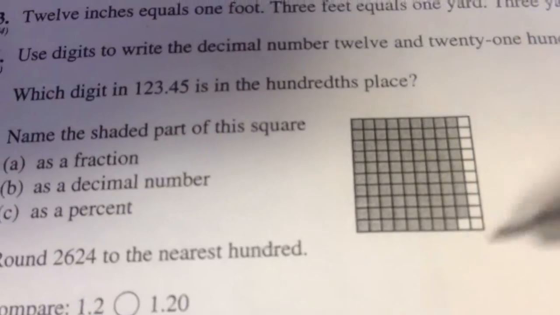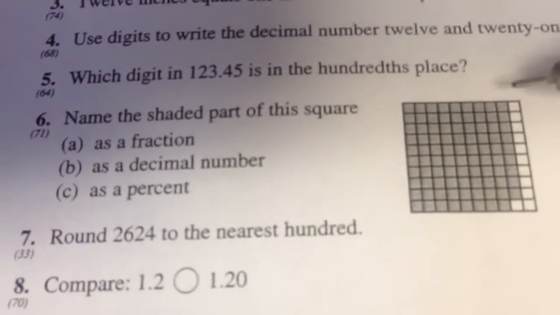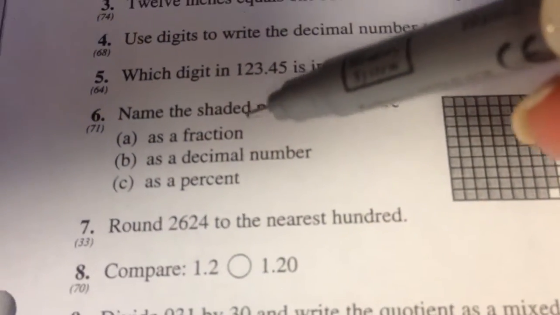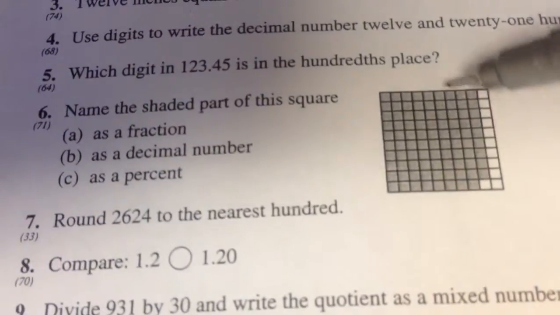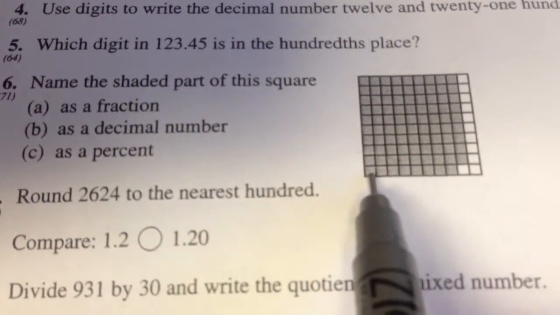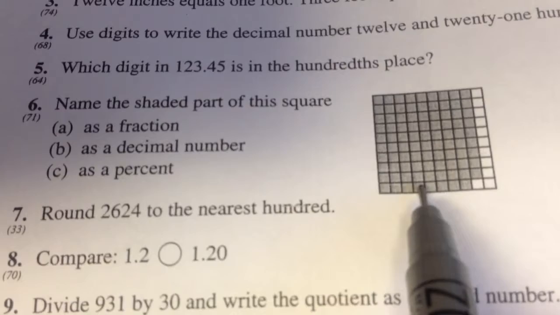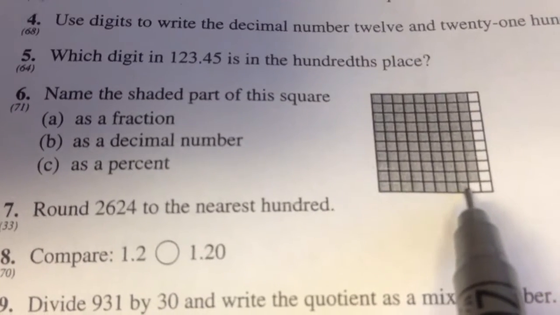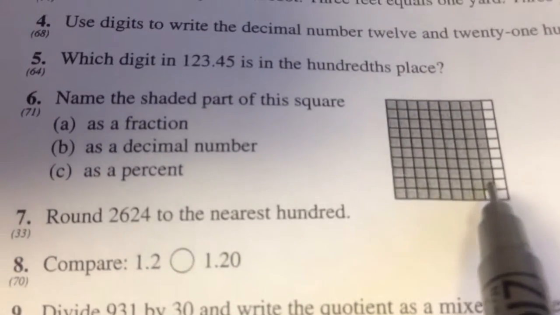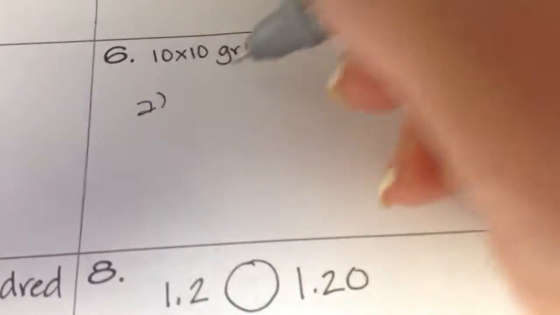Now, number 6, it shows you this grid, and this is a 10 by 10, so there are 100 little cubes in here, right? So it wants you to tell it, as a fraction, what is the shaded part? Well, all I did was count. 10, 20, 30, 40, 50, 60, 70, 80, and then one less than 90, so it's 89. 89 over what? 100. So as a fraction, for A, it would be 89 over 100.